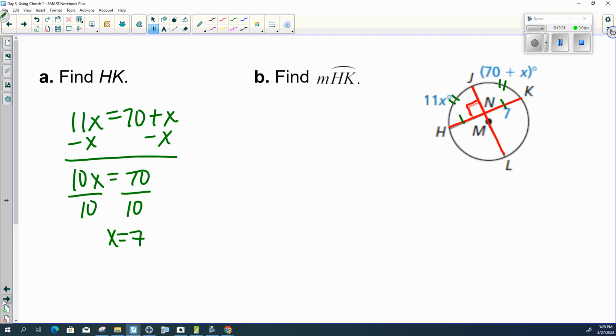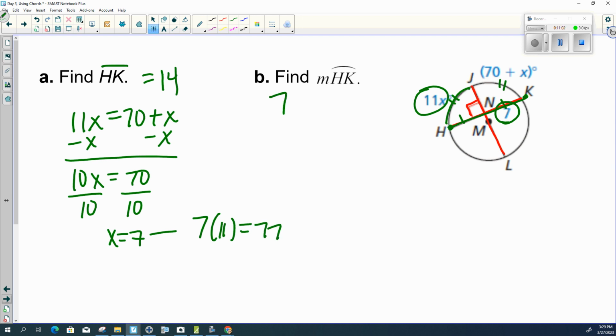But it says to find HK. I wish they were a little more fussy. HK is this chord. And I'm noticing as I look up here that I've got a 7 right there. I didn't notice that at first. So HK will be 14. And the measure of arc HK, well, it just says 11x. But I found x is 7. So it's going to be 77 degrees.